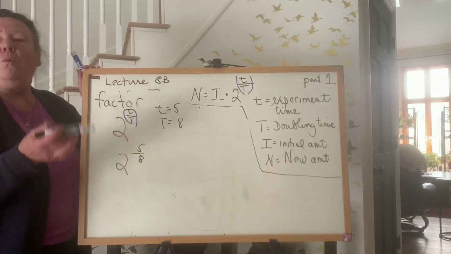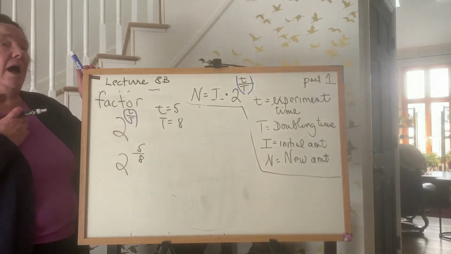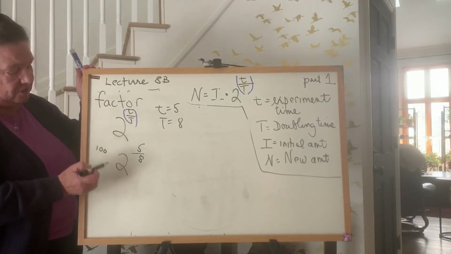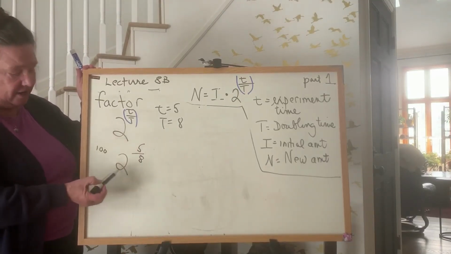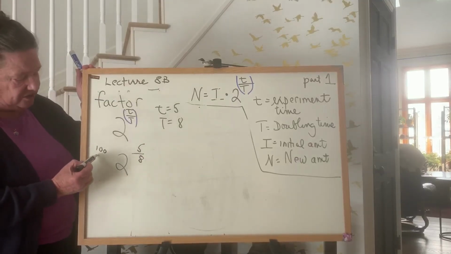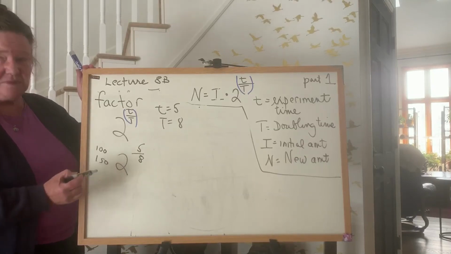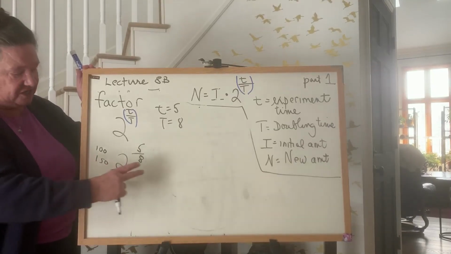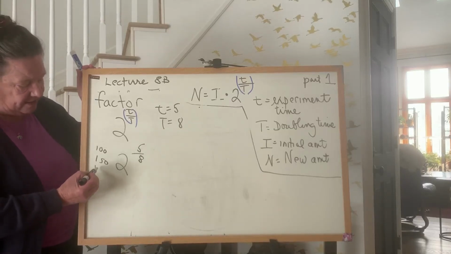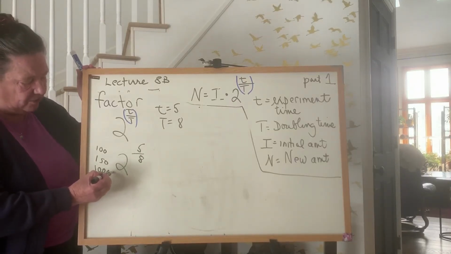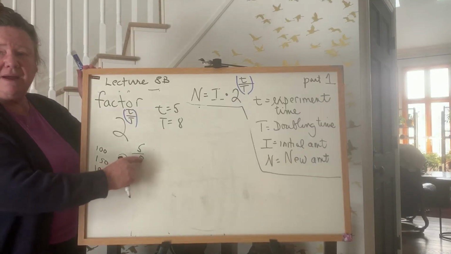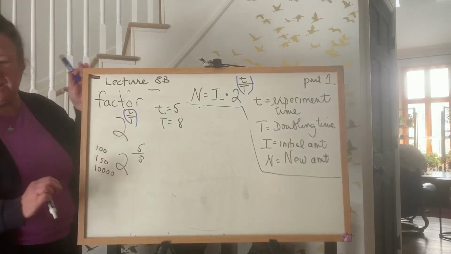So why would you use this? Well, I started my experiment with 100 grams. So then I can just multiply my 100 by that factor. You started your experiment with 150 grams, so you would just take your 150 and multiply it by that factor. Someone else started it with 10,000 grams, and they just take it and multiply it by this factor.